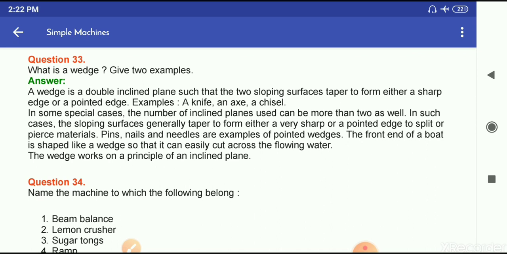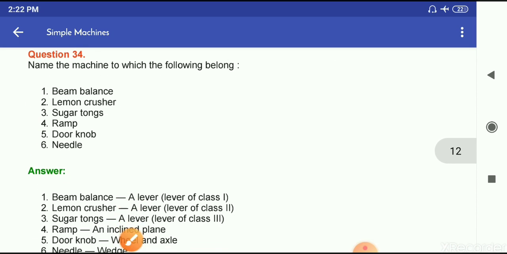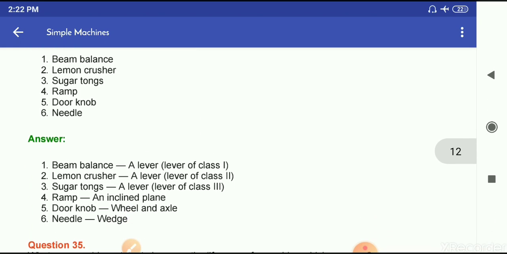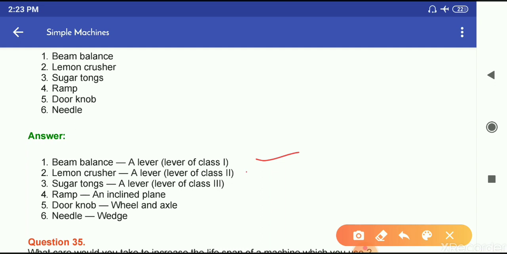Now, question number 33. What is a wedge? Give two examples. So, a wedge is a double inclined plane such that the two sloping surfaces taper to form either a sharp edge or a pointed edge. For example, knife, axe, and chisel. Okay, so you can write up to here. Now, question number 34. Name the machine to which the following belong: beam balance, lemon crusher, sugar tong. So, beam balance, class 1 lever; lemon crusher, class 2 lever; sugar tong, class 3 lever; ramp, an inclined plane; door knob, wheel and axle; needle, wedge.